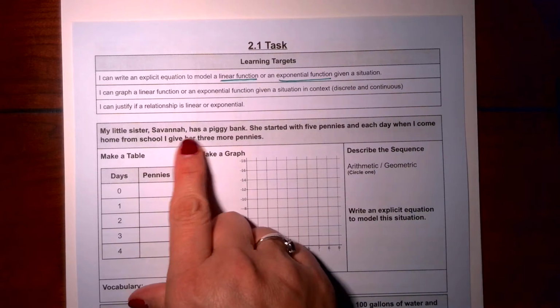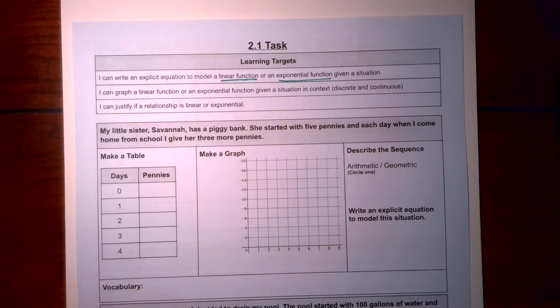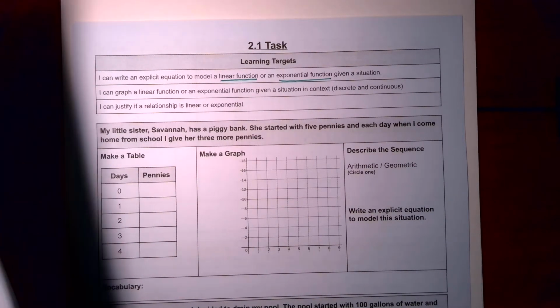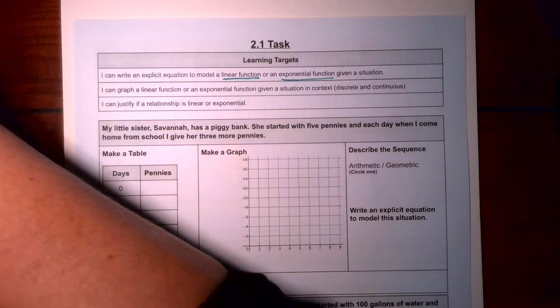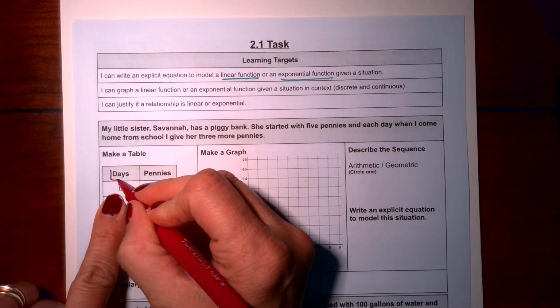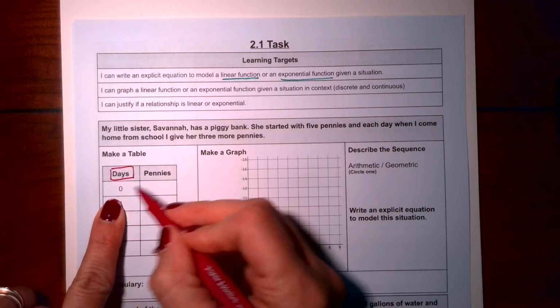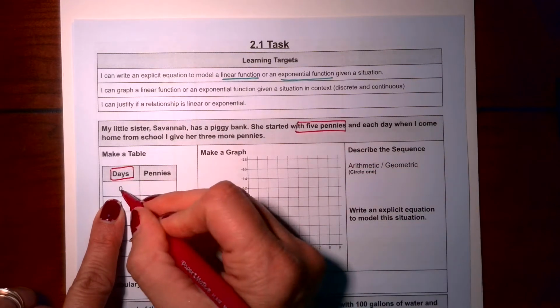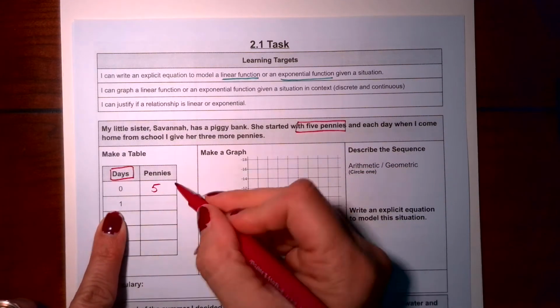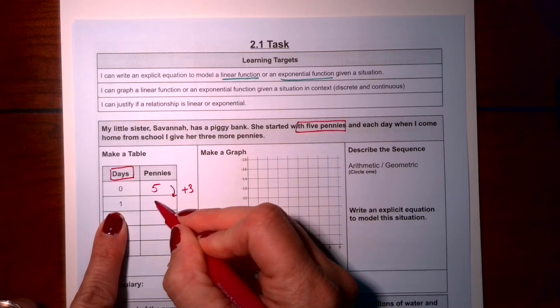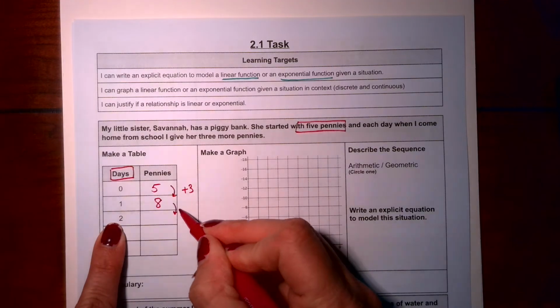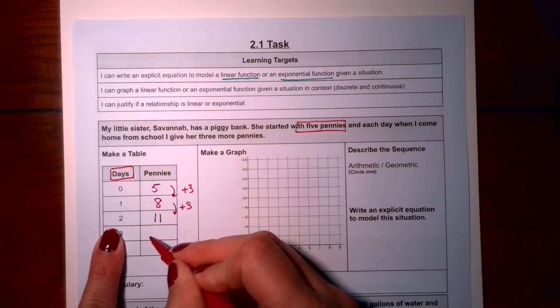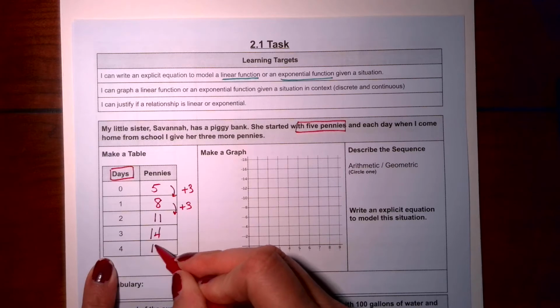My little sister Savannah has a piggy bank. She started with 5 pennies, and each day when I come home from school, I give her 3 more. So let's take a look at the tables. They've got it started here for us. So we've got days. Okay, each day I give her 3 more pennies. She started with 5. Okay, that's why there's a 0 there. So we've got 5 pennies. And if I add 3, that makes 8. And each day we add 3 more, 11, 14, 17.